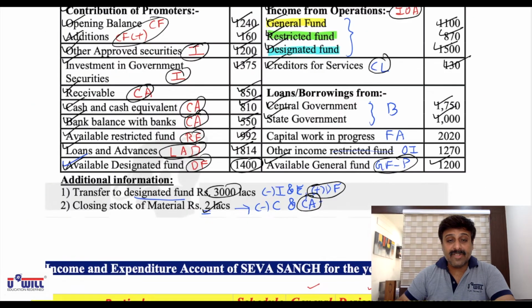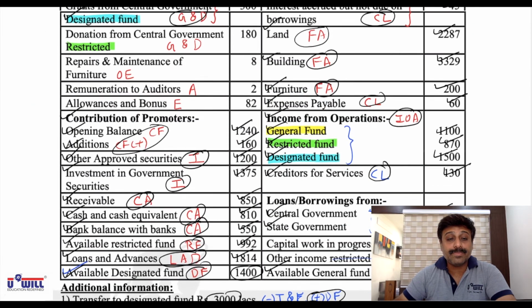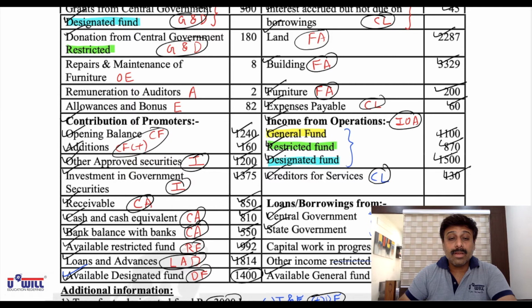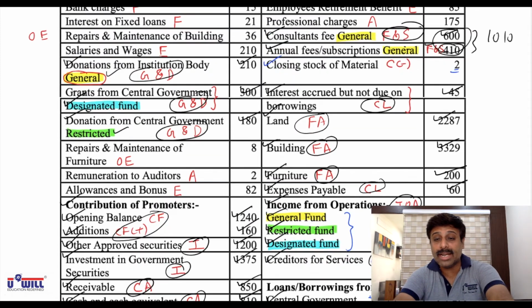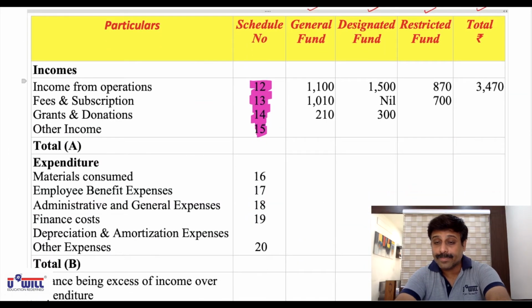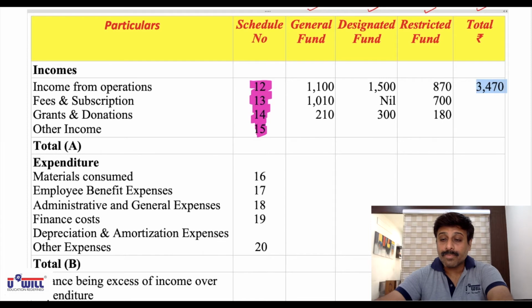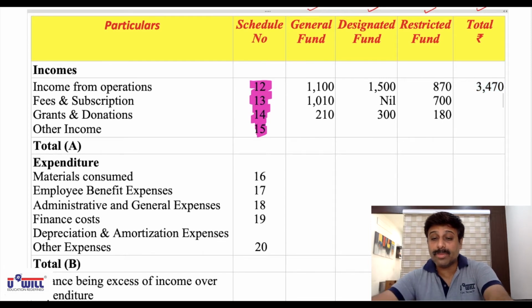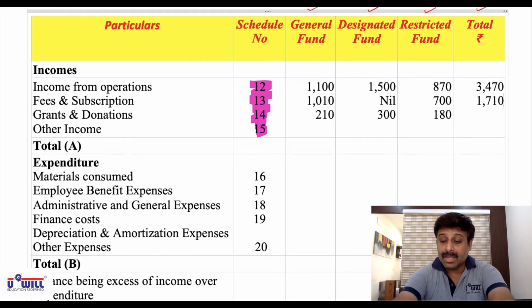Then restricted fund grants and donations are how much? Restricted funds are 180. Okay, there are no other items, so we can do the total 180. Total, okay, that total is also remaining. 1010 plus 1700 is 1710, and then 210 plus 300 plus 180, that comes to 690.